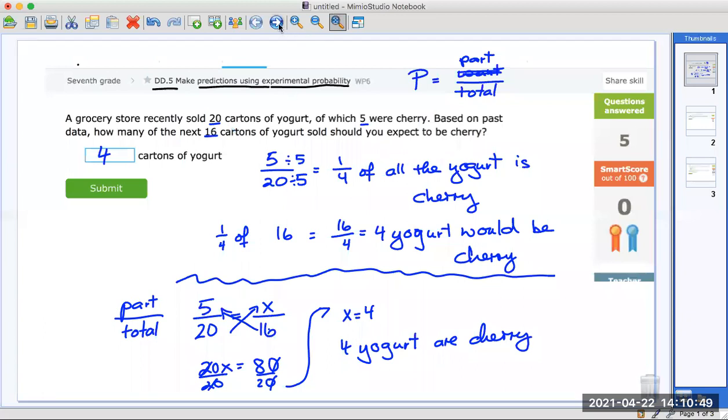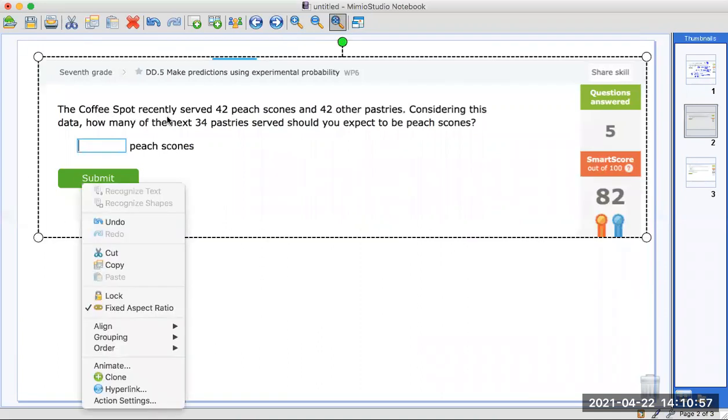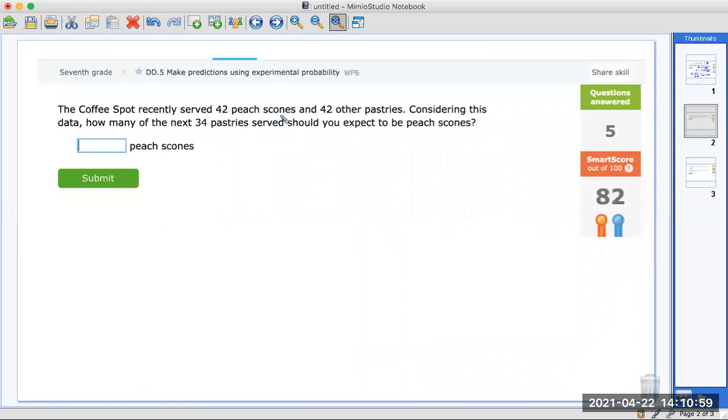So that's one easy one. Now let's look at the next one. You might encounter one of these. The coffee spot recently served 42 peach scones. That's like a little sweet thingy, okay? And 42 other pastries.